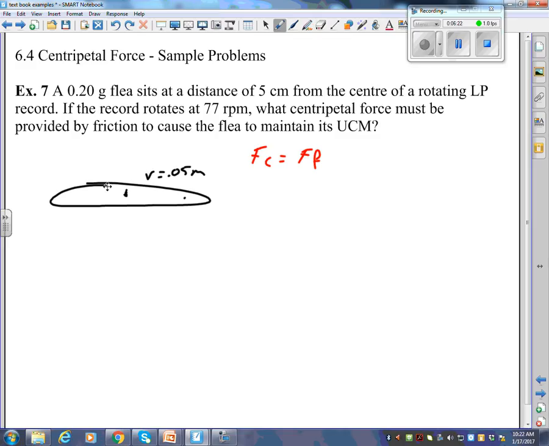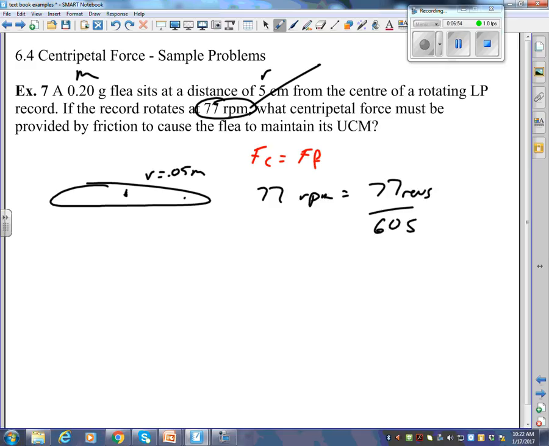Well, let's have a look here and see what we do know. We know the mass, right? We know the radius. We have the 77 RPM. What is that? Revolutions per minute. We need the period, or we need the frequency, right? So what does 77 RPM mean? 77 RPM is 77 revolutions in 60 seconds.